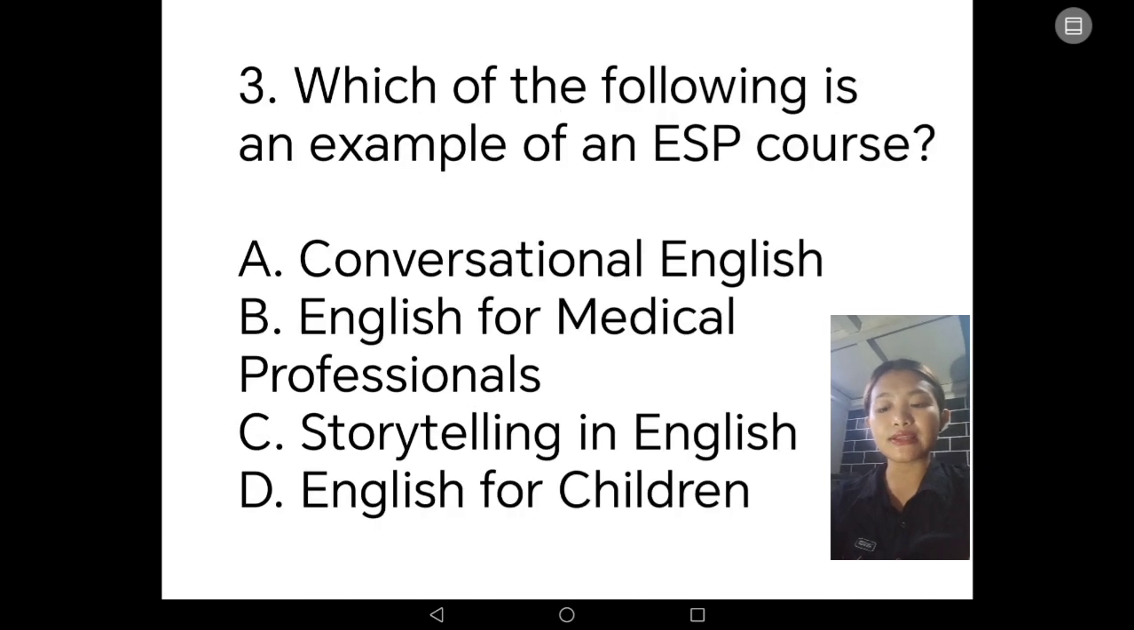Letter A is not the correct answer because conversational English is general and not field specific. And letter C is also not the correct answer because storytelling is creative and not usually field specific. And the last letter, which is not correct, English for children, is not job or task specific.